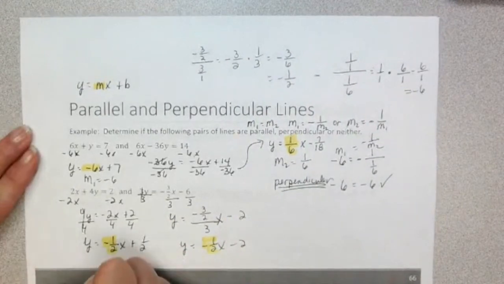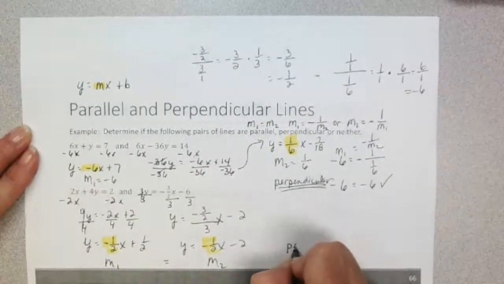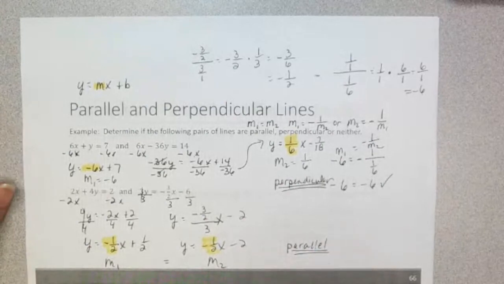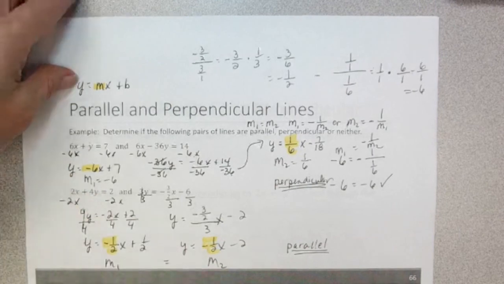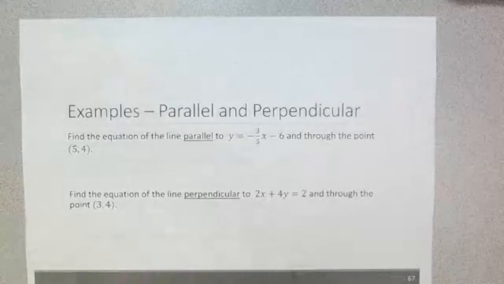They're the same. In this case, M1 equals M2, so these are going to be parallel lines since they have the same slope. Now, if we ended up with maybe -1/2 and positive 1/2, we'd have to say neither, right? Or if we ended up with maybe -1/2 and 3, we'd still have to say neither, because they aren't equal and they aren't opposite reciprocals.